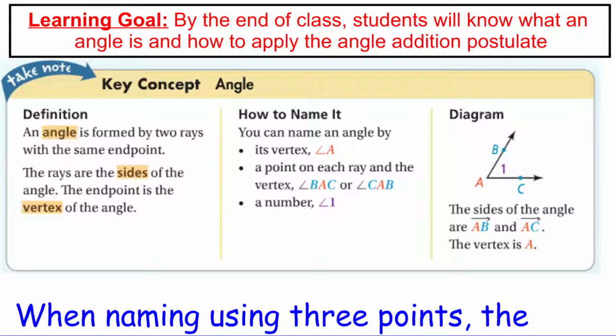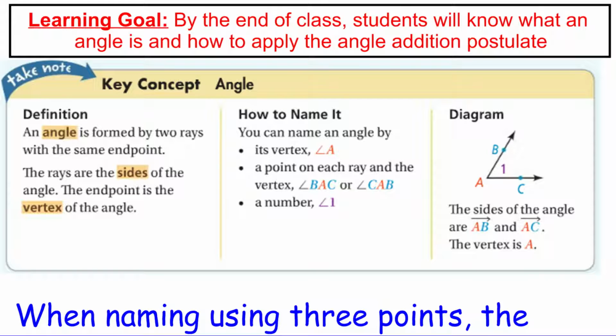An angle is formed by two rays that have the same endpoint. We are going to measure in an angle the space in between those two rays. That's what we're actually measuring when we measure angles: how far apart are the two rays?